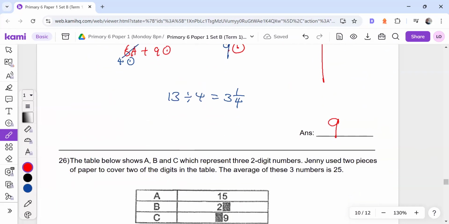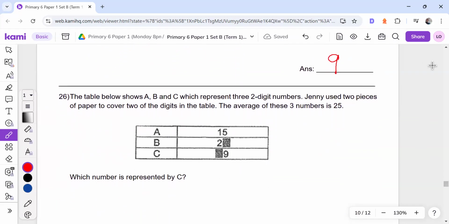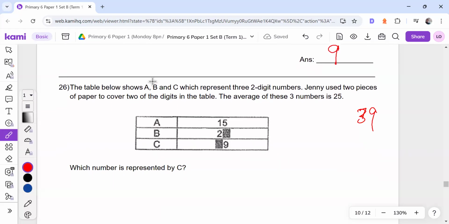Okay, question 26 looks hard. But what's the answer first? The answer is 39. Okay, again, this is average. The table shows A, B, C, which represent three two-digit numbers. Jenny used 2 pieces of paper to cover 2 of the digits, and the average of these 3 numbers is 25.